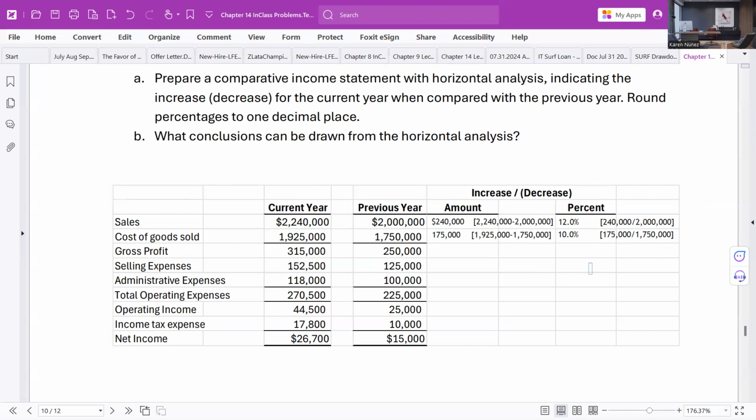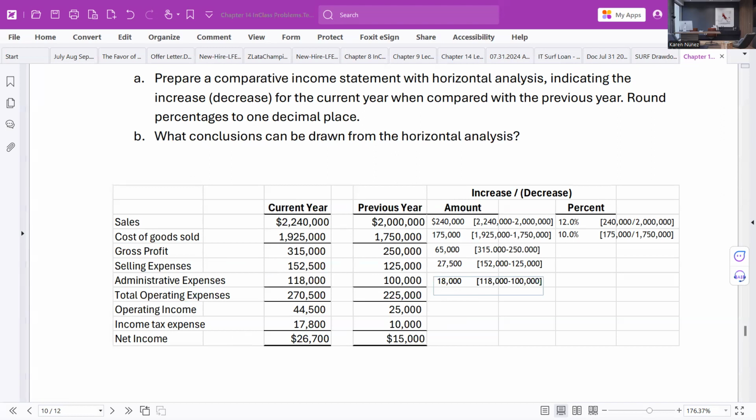So let's see if I can go ahead and fill in the increases here for the other line items. The gross profit, that 315,000 minus the 250 is $65,000. And also the next line item, the selling expenses, the 152.5 minus the 125. Well, that's a $27,500 increase. And then the admin expenses, that is an $18,000 increase.